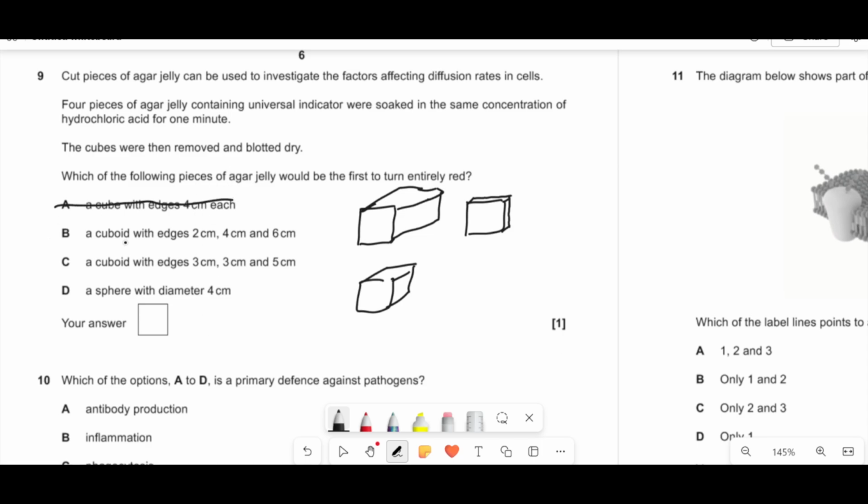So maybe not you. A cuboid with edges 2, 4, and 6, right? So 2 by 4, and then 6. That looks pretty flat, right? So that looks like it would melt. It's like this on its side, so it's looking tempting. 3 by 3 by 5 would be this. So again, it doesn't have as much of a higher surface area as this does. So that one's out. And a sphere with diameter 4 is going to have a lot less than this because it's just a sheet here. So in that case, it's got to be B.